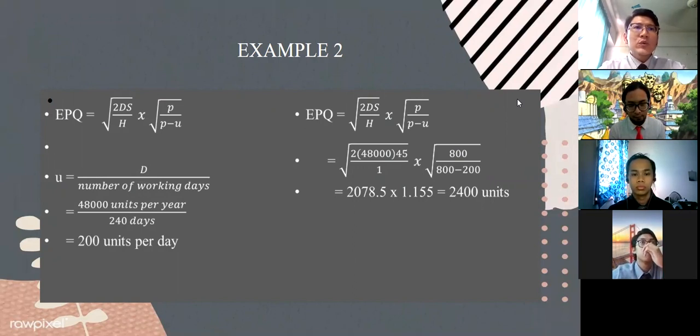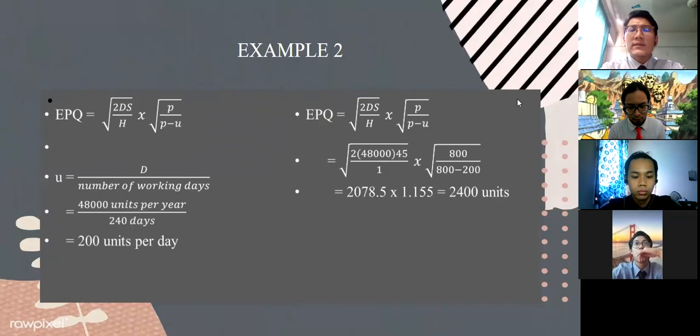So what is U? U is actually the D, which is the annual quantity over the number of working days. And we already know the working days is 240 days. So 48,000 units per year divided by 240, and we get U with the value of 200 units per day. And then we insert the value into the EPQ on the right-hand side, which is 2DS over H.